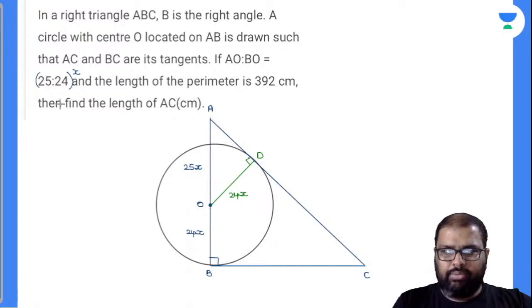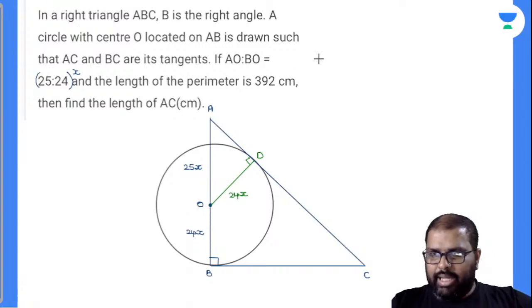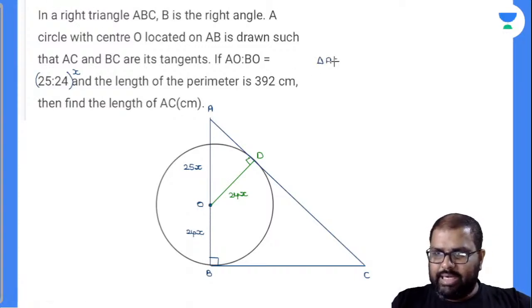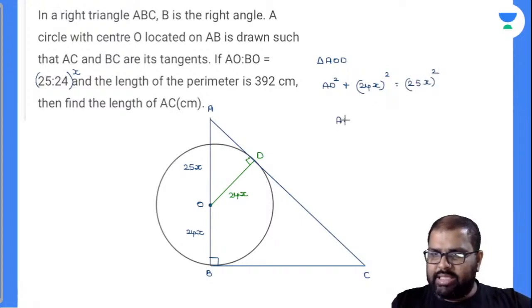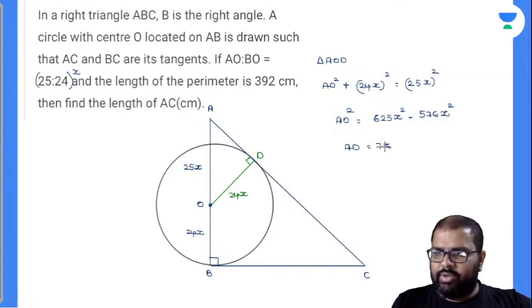By this I can write down that triangle AOD is a right angle triangle. And what are the perpendicular sides? AD square plus 24x whole square is equal to 25x whole square. What will be the AD value? How many of you got this value there? AD value will be 7x, because this is 625x square minus 576, which is 49. Am I right? So AD value will be 7x. I'll take down this 7x.